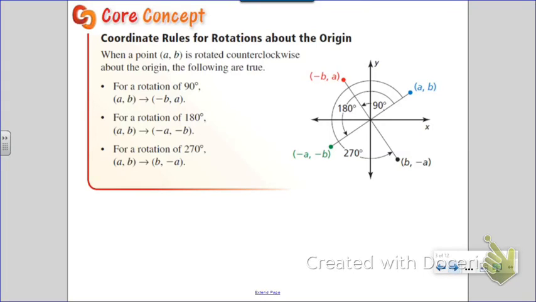So for 90 degrees, we're going to interchange the x and y values, for points and for looking at a graph, and take the opposite of the first one. For 180, we just take the opposite of both points. And then 270 counterclockwise, which is the same as 90 clockwise, we're going to swap the points and take the opposite of the second one. So this one is very commonly also known as 90 clockwise.